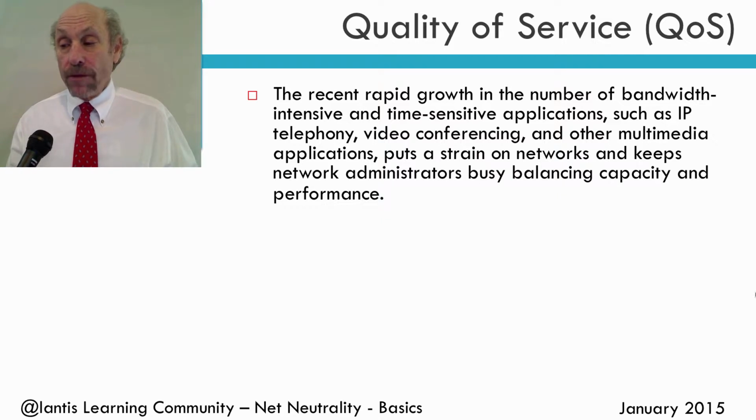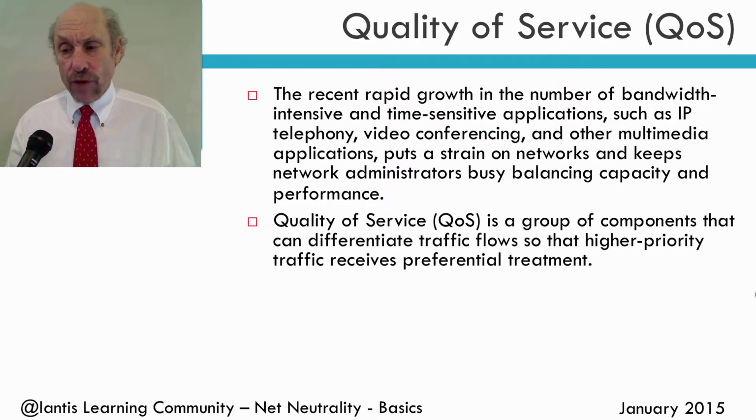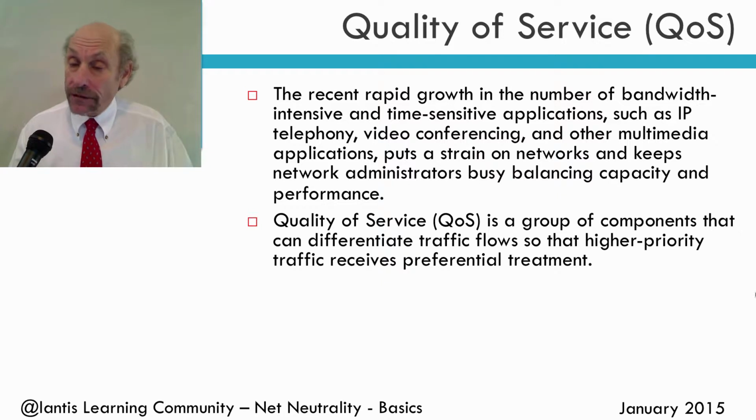So what is quality of service? Quality of service is a group of components that can differentiate traffic flows so that higher priority traffic receives preferential treatment. So going back to the funeral procession in the automobiles, normally one car does not get priority over another car. It's first come, first served. But there are situations where the police might stop traffic to allow a funeral procession to go by. This is the way the network works.